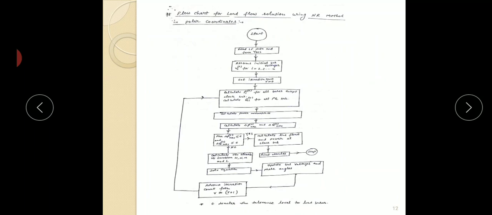Now this is the flow chart for load flow solution using Newton-Raphson method in polar coordinates. Very important. This flow chart is very important, each and every one. Please look at it carefully. Start, read load flow data and form Y bus. Next step, assume initial bus voltage Vi for i equal to 2, 3 up to n.